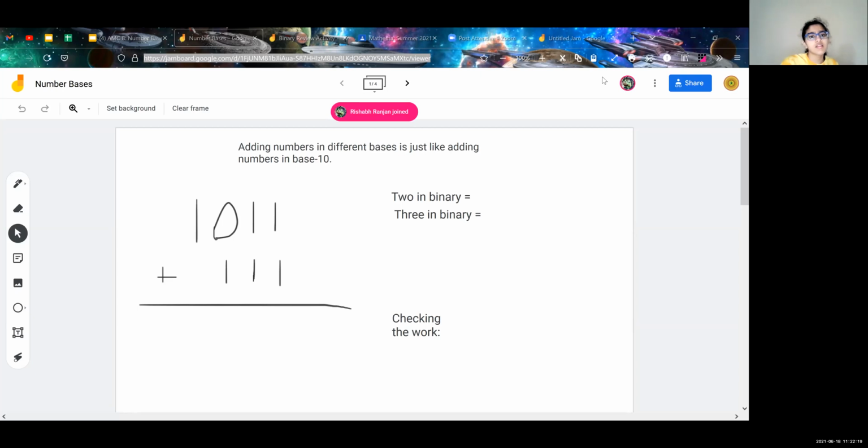So basically, adding numbers in different bases is just like adding numbers in base 10. A lot of questions will be about adding and subtracting.